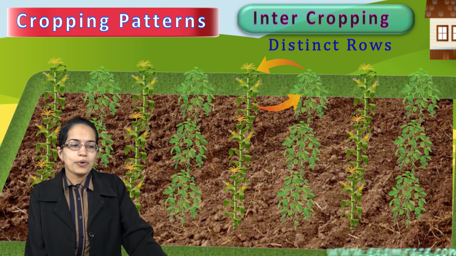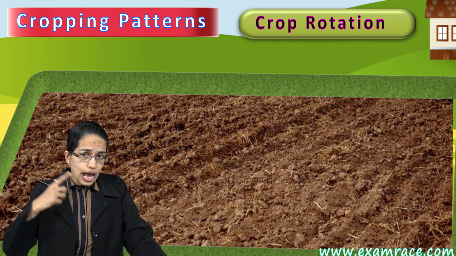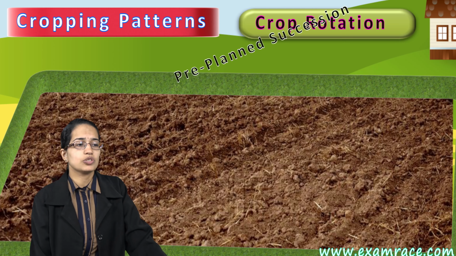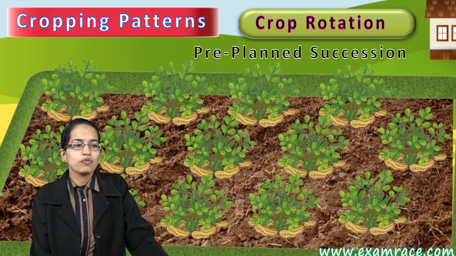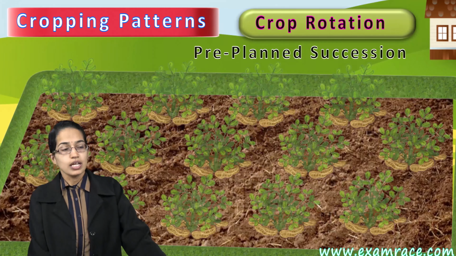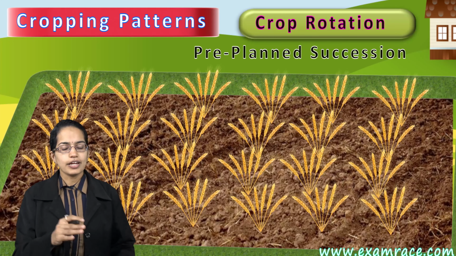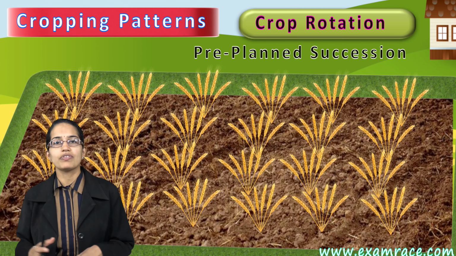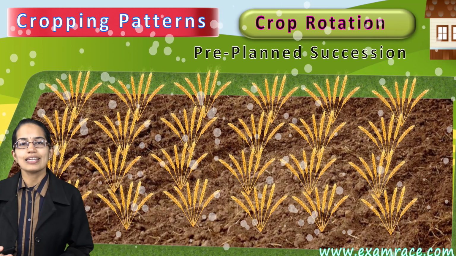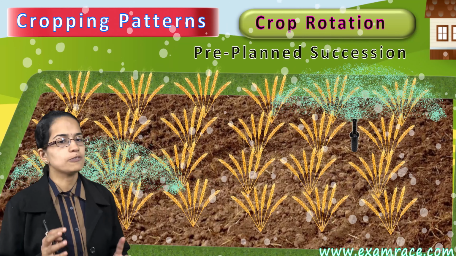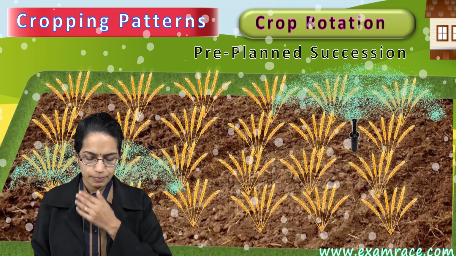The next is crop rotation. That means I am having a pre-plant succession. So let's say at first I'll grow groundnut and then I'll grow wheat and then again groundnut and wheat. So what we are trying to do is have a pre-plant succession of the kind of crops that would be grown. The moisture and the irrigation requirements for each of the crops would be well met.